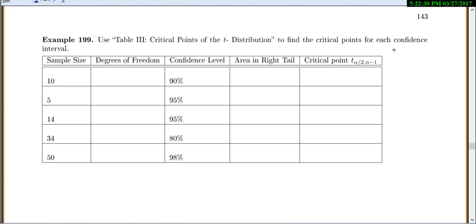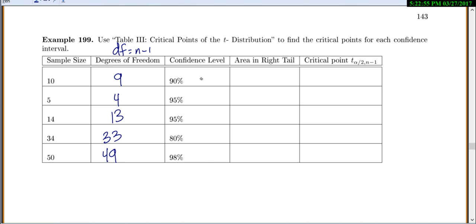So we want to use this table to find the critical points for each confidence interval. So if my sample size is 10, what would my degrees of freedom be? Degrees of freedom is equal to n minus 1. So my degrees of freedom coming down here are going to be 9, 4, 13, 33, and 49.